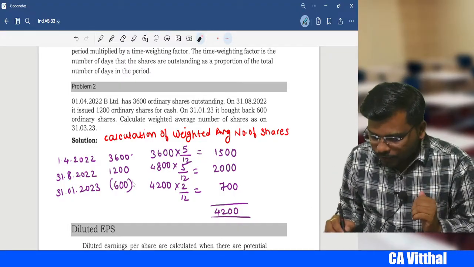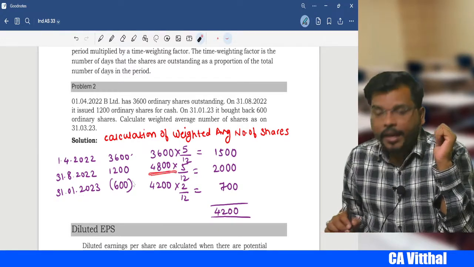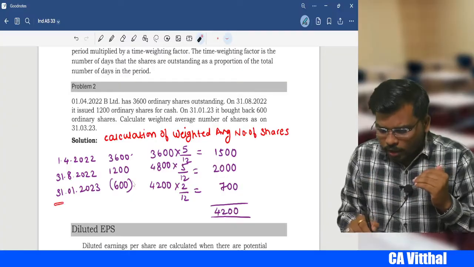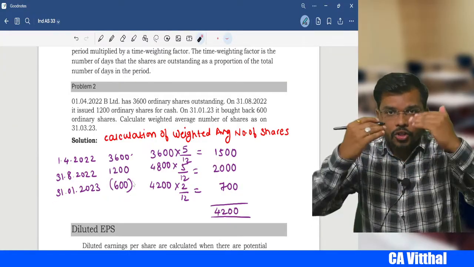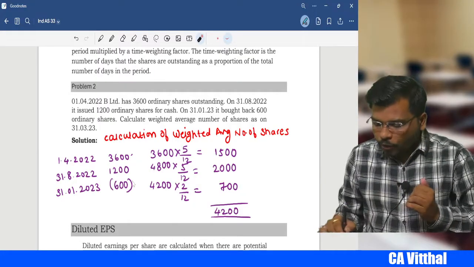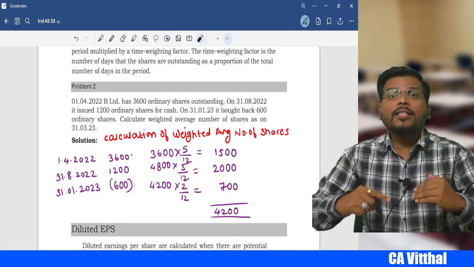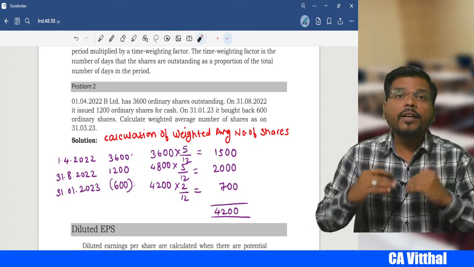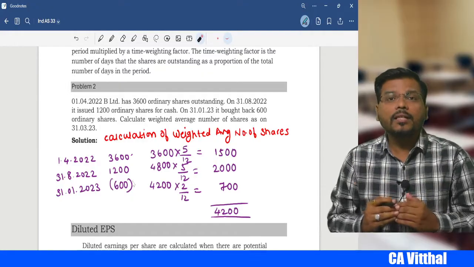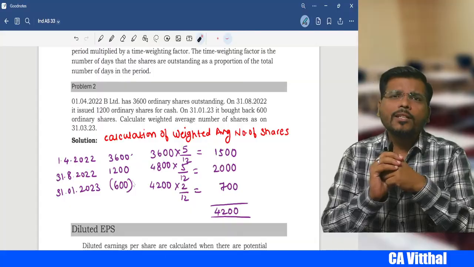Again after that 31/1, what happened? This 4800 shares was there, but on 31/1 the company has bought back 600 shares. So now our shares will reduce, correct? 4800 shares minus 600 shares, so our shares become 4200. Now this 4200 shares was there in the business for how many months, sir? Till 31st March. So 31st March means how many months, sir?